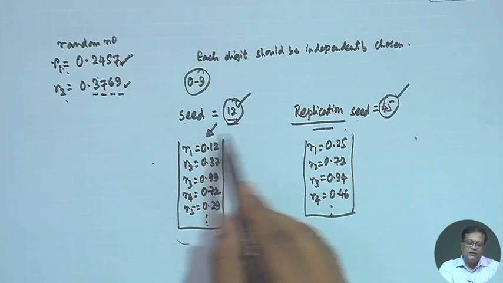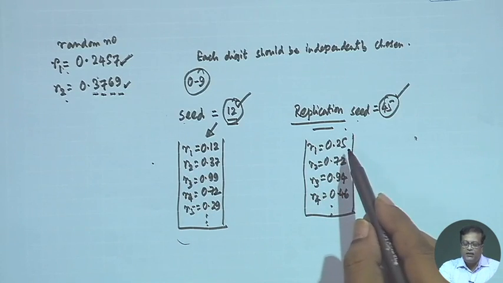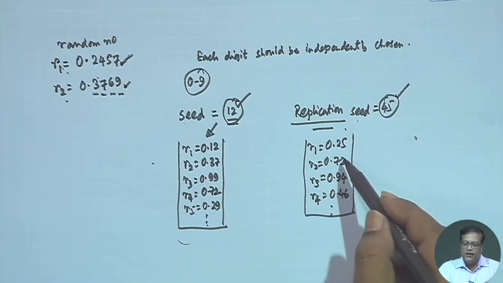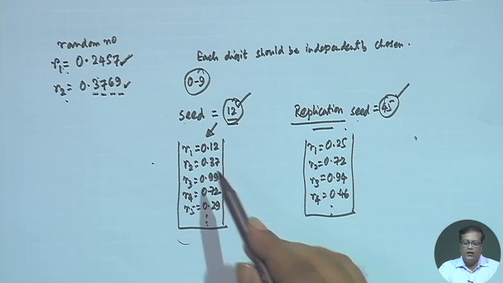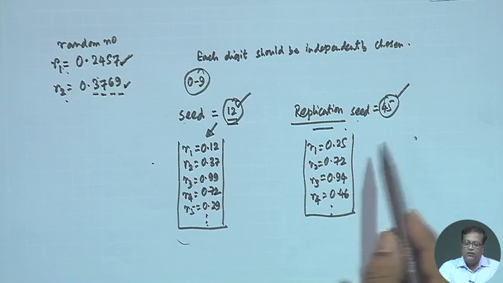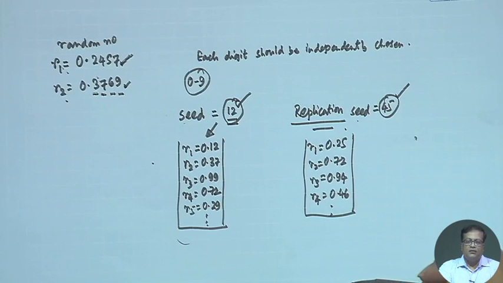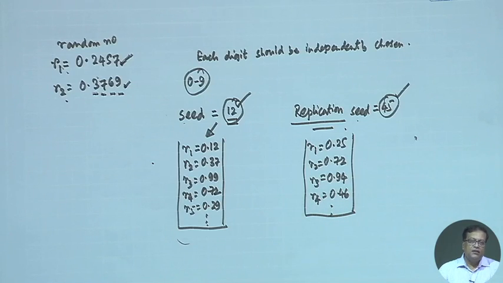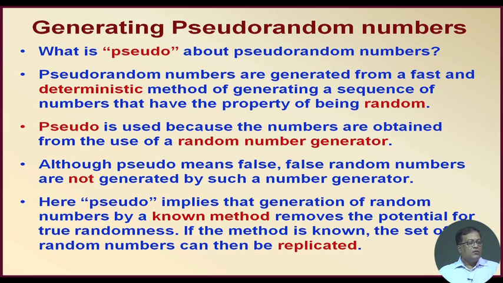Why, when we have a particular seed, do we get exactly the same random number sequence? It happens because they come from a deterministic process. What is that process? We shall see that now. So, that is why this is called a pseudo random number, right.